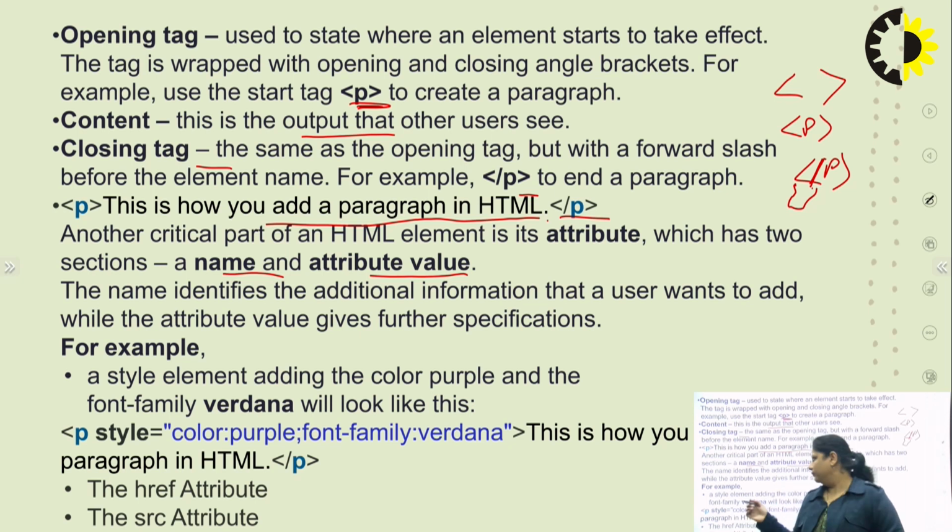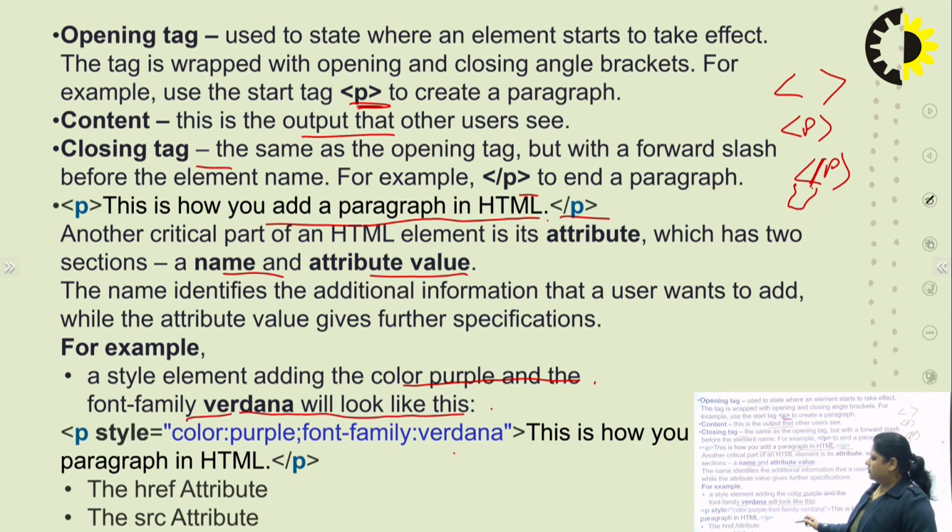For example, a style attribute adding the color purple and the font family Verdana will look like this. If we use this syntax, p style equals color: purple; font-family. So this paragraph's color will be purple. This is how we add a paragraph in an HTML tag.